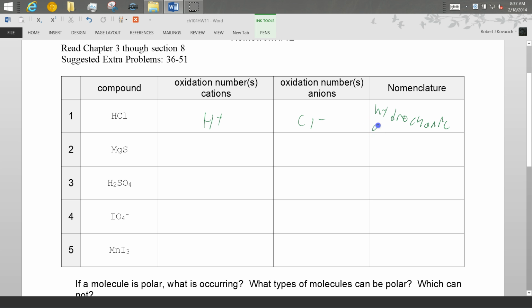Why is it doing that? Weird. Yep, hydrochloric acid. All right, the next one.